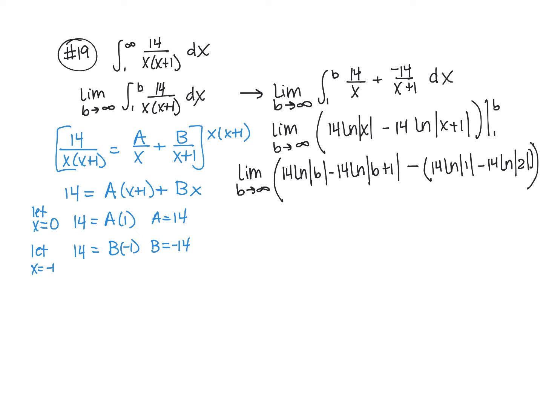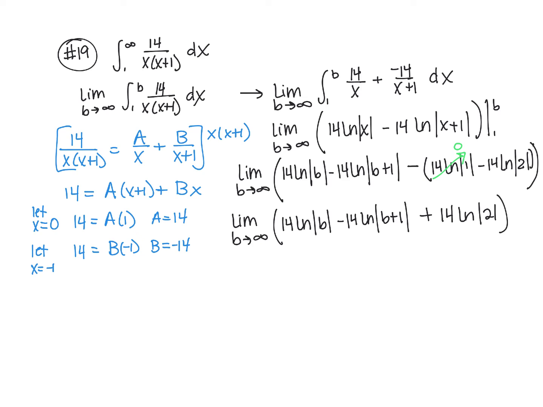That's fun. Okay, a couple things before I begin. We know the natural log of 1 is 0, so I have 14 times 0, which is just 0. So let's simplify this a little bit more. I have the limit as b approaches infinity of 14 times the natural log of b, minus 14 times the natural log of b plus 1, minus a negative, so that'll be plus 14 times the natural log of 2. I don't really need the absolute value at that point.